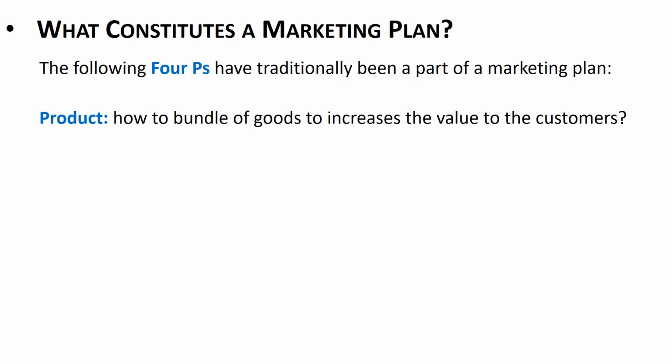Now, they all start with the letter P. So when we say product, you don't want to just think about the t-shirt that we are selling. No, how to bundle the goods to increase the value to the customers. See, you want to put it in a plastic bag, but you want it to be see-through because the logo is the essence of what we are selling.